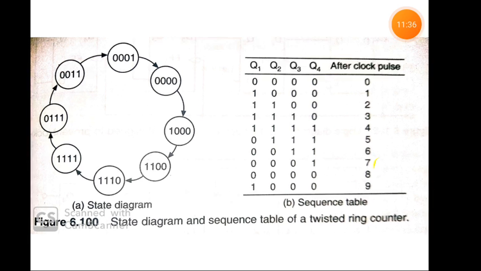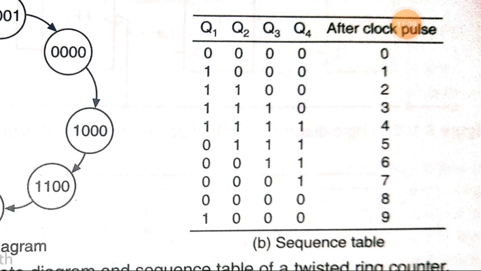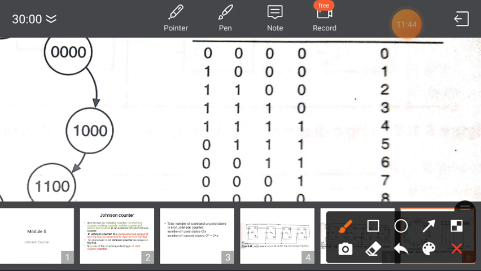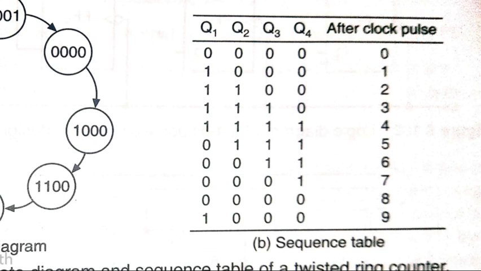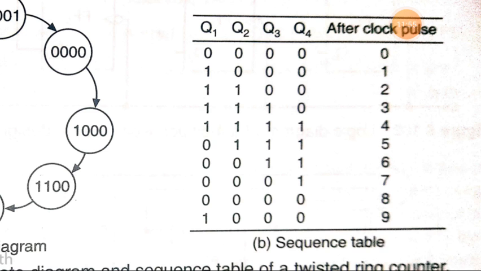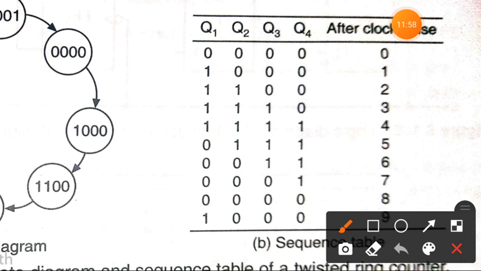So this is the sequence table here. Initially on the 0th clock pulse it is 0 0 0. Then on the next clock pulse it is 1 0 0. Then this 1 is shifted to here, this 0 is shifted to here, then 0 is shifted to here, then the complement of the inverted output of the last flip flop is here, that is, the inverted output is 0, so 1, so 1 1 0 0.